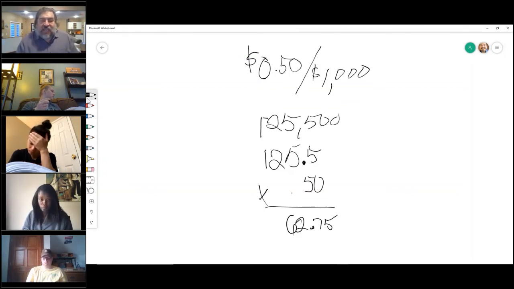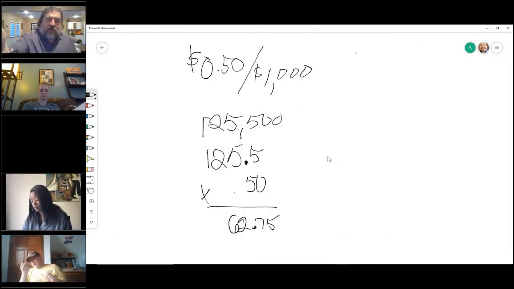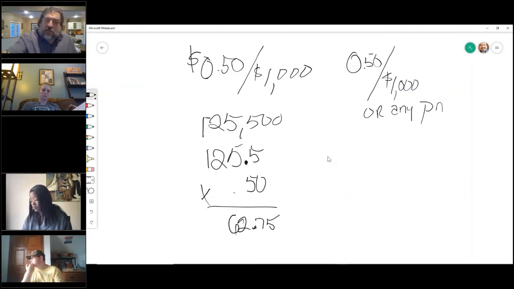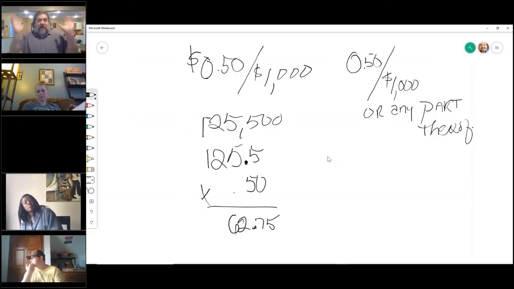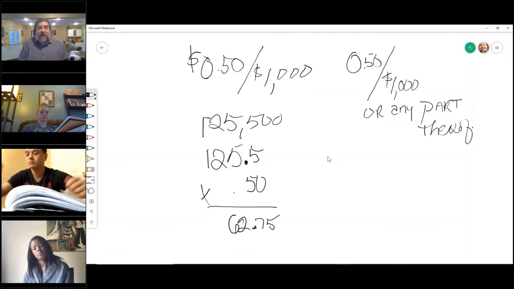Now, there is a second way to calculate this math, and we need to understand. So watch the second method. It's going to say 50 cents per $1,000 or any part thereof. See the difference? The first one was 50 cents per thousand, flat number. This one's 50 cents per thousand or any part of a thousand. So what this one is telling you is you cannot have a partial packet. Any part of a packet is an entire packet. You cannot do any portion.